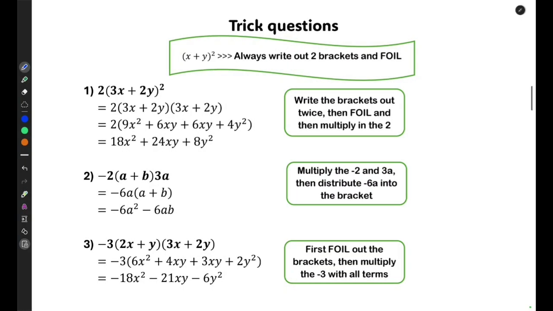Let's look at a few trick questions. And what do you do first? And don't let them catch you out. So many times in exams, these are the questions you're going to see. Question 1. There's a 2 in front and a squared at the back. What do you do first?